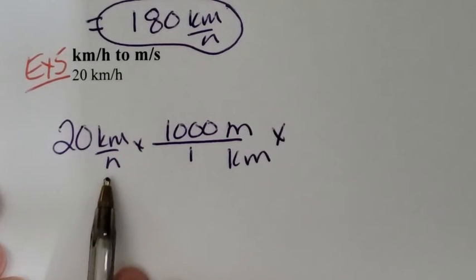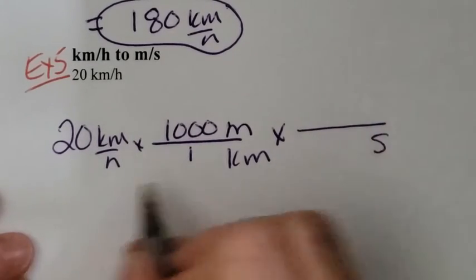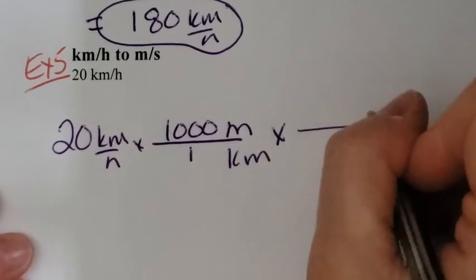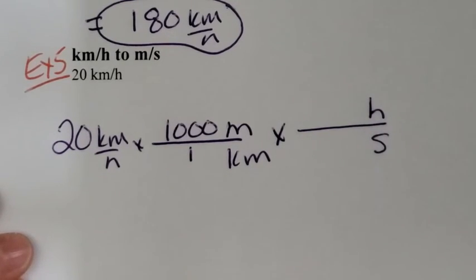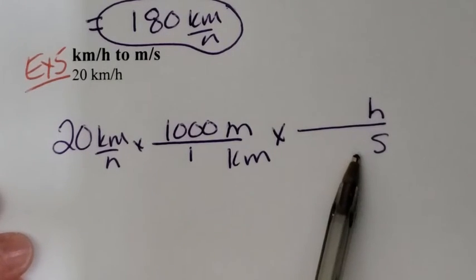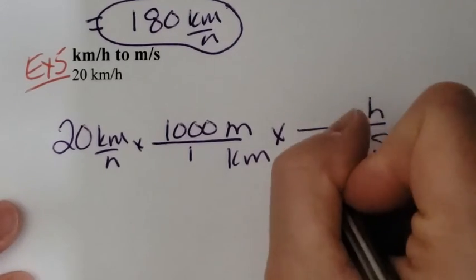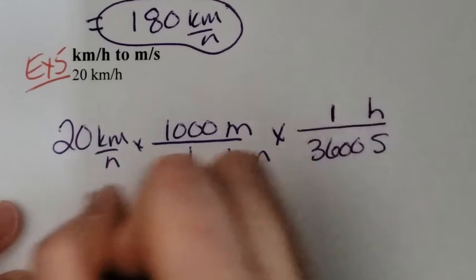Now I got to deal with the hours. Instead of having hours in the bottom, I want seconds. To make the hours disappear, I have to put it in the numerator because hours divided by hours cancels out. I do not know how many hours are in a second, but I do know that there's 60 seconds in a minute, 60 minutes in an hour. 60 times 60 is 3,600 seconds in 1 hour.